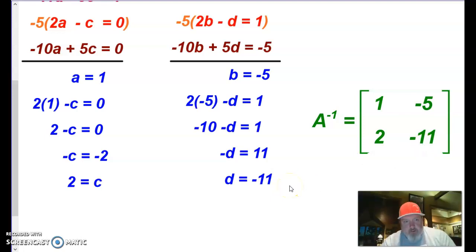So again, hopefully that helps now as you're working on finding inverses for 2x2s. And again, if you need to, check out that tutorial on the calculator for finding the inverse of a 3x3.